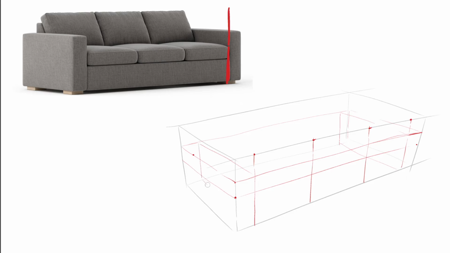exist in 3D space. For the backrest, it exists somewhere on this line, and I'm gonna say it's right around here, and then we have that angled section right there. So we transfer that to the other side, and we end up with the angled line looking like that.